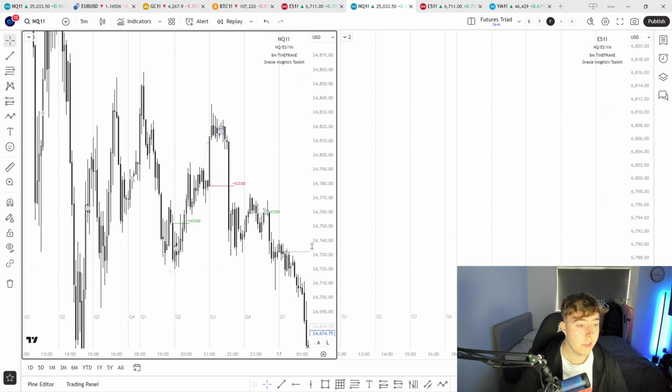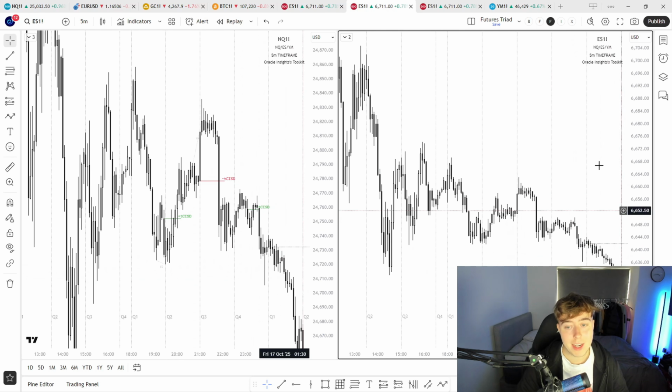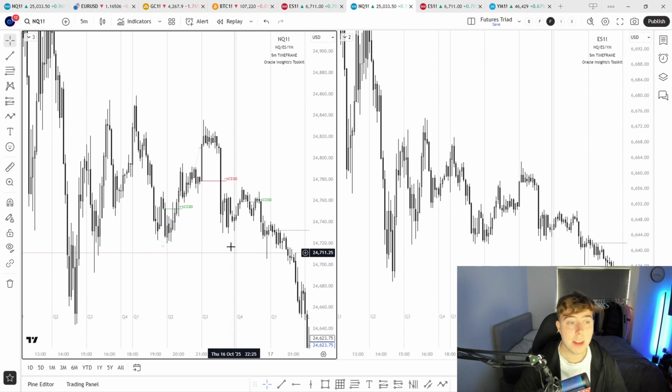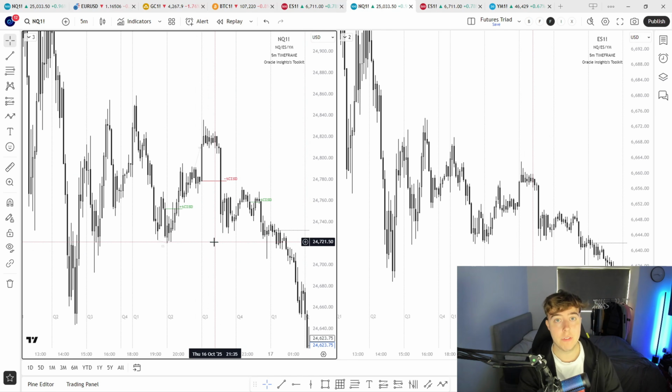So let's go over a few more examples for now. It's always there, guys. It has to be there before every single move. A sequential SMT is always there, and then a confirmation of that, obviously a closure below the sequential SMT candle, and then boom, the move starts, right?